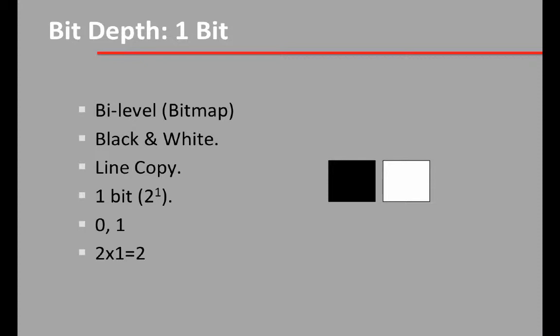Now 1-bit images are characteristic of what we call line copy. So black and white images that are just black or white. When we're looking at text on a white page, that is a bitmap bi-level type image. We have our white background in the paper and the black text, so it's black and white. So a 1-bit image is a line copy image, and it only consists of two different variations at the pixels.